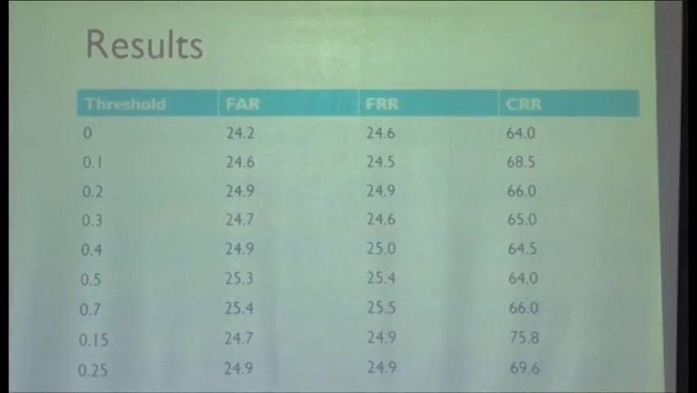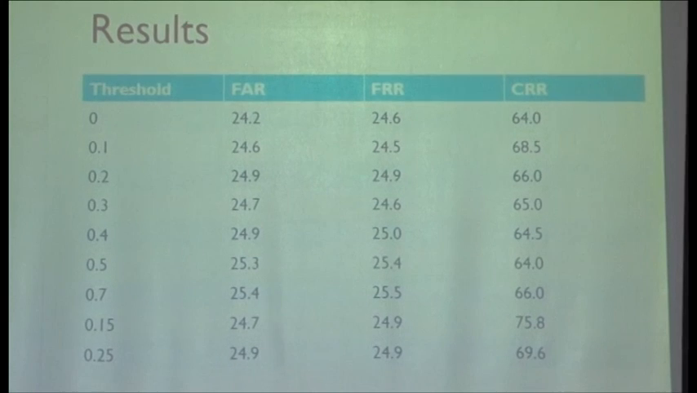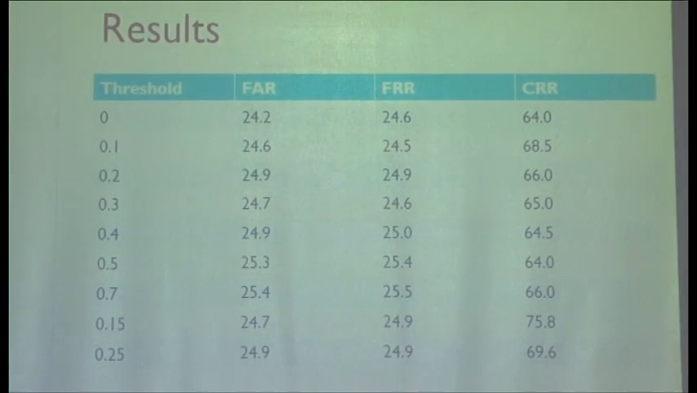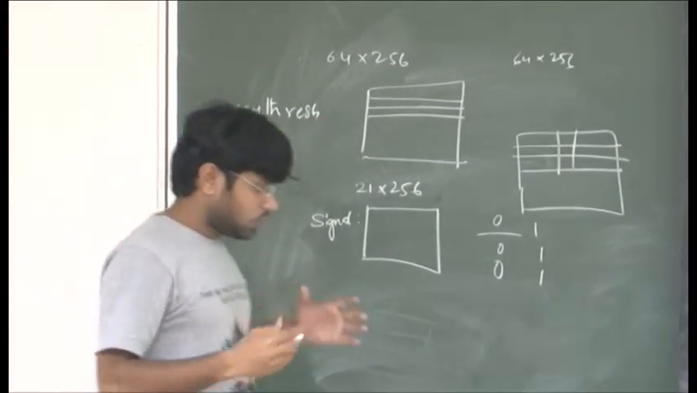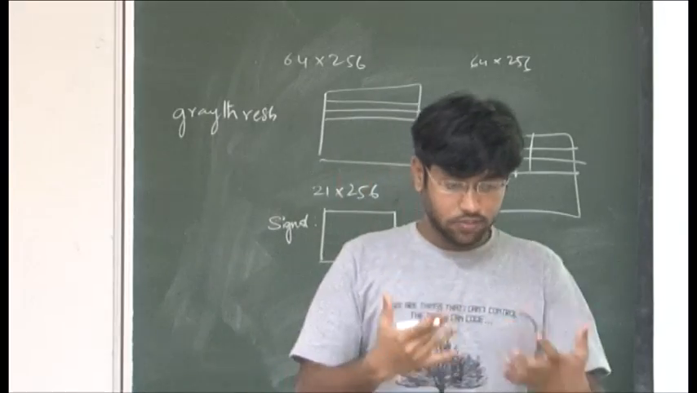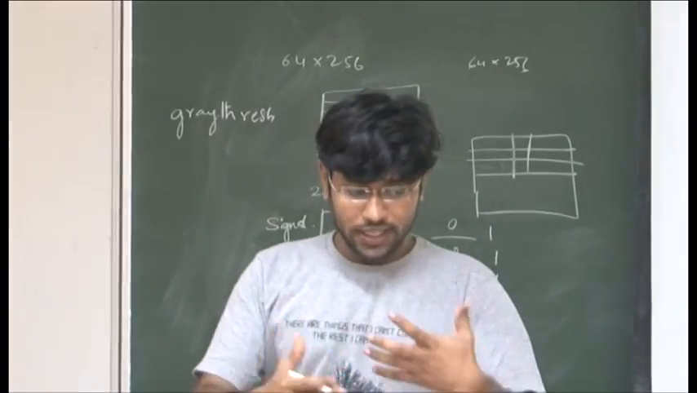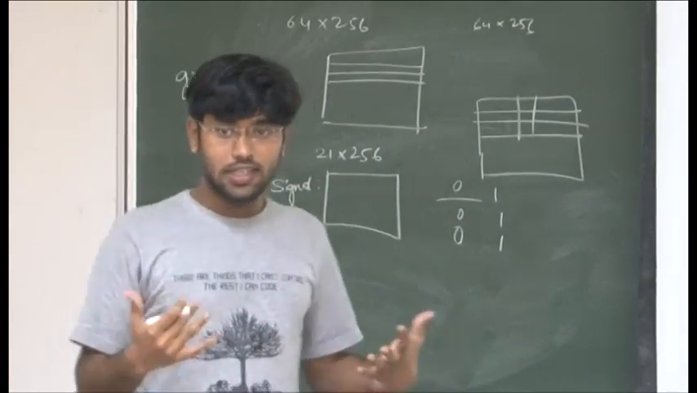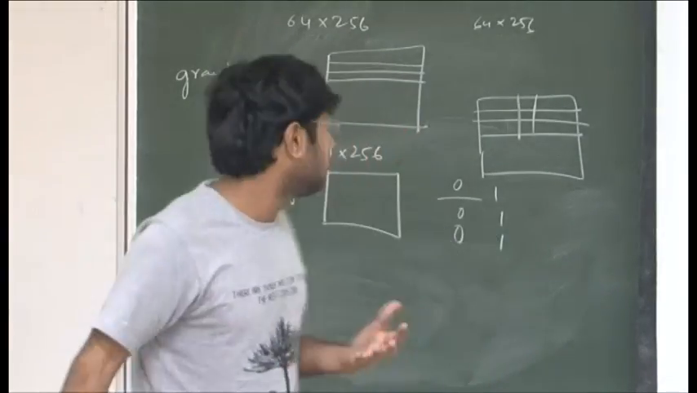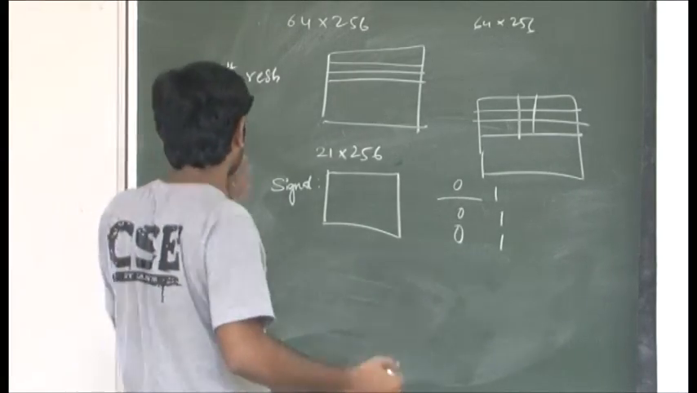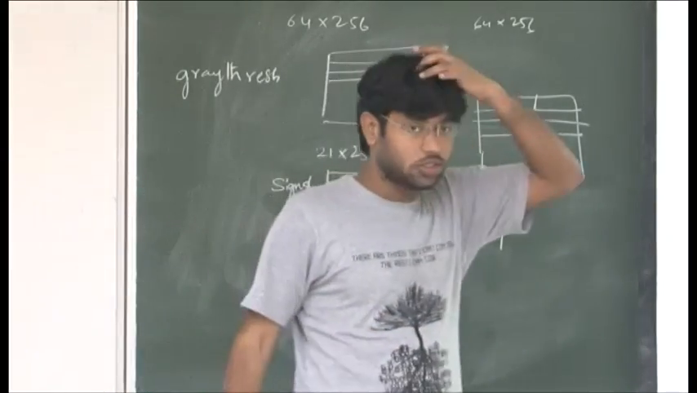Taking different thresholds, I found FRR and CRR on that. First I used the graythresh function in MATLAB, which automatically sets the value depending upon the intensity of the pixels. But seeing that the results were very weak, I consulted Aditya sir, and he suggested I check various thresholds.